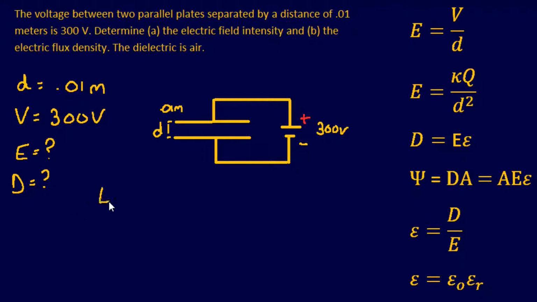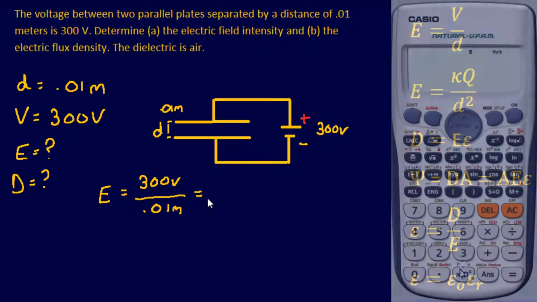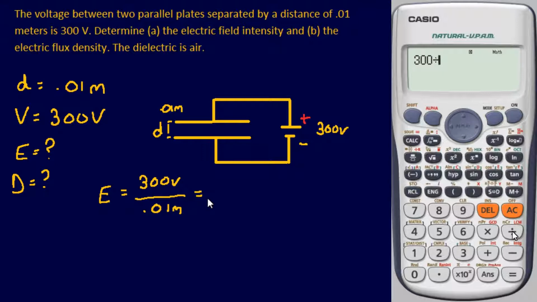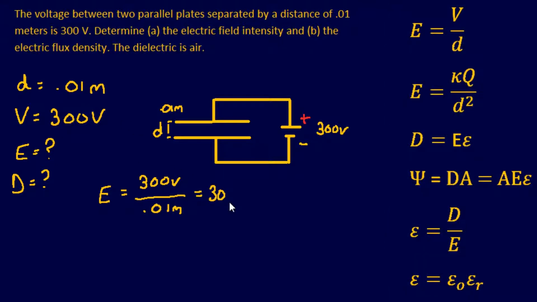So it's going to be intensity or strength equals 300 volts over 0.01 meters. And that's going to give us a final answer of, put it in our calculator, it's going to be approximately 30,000 volts per meter. Okay, so that'd be our answer for A.